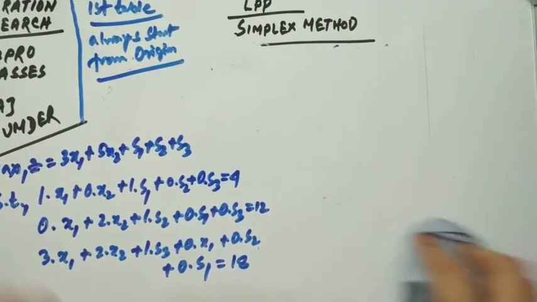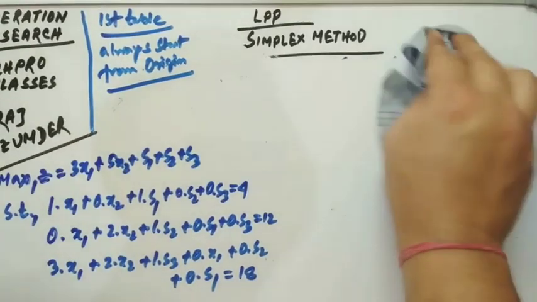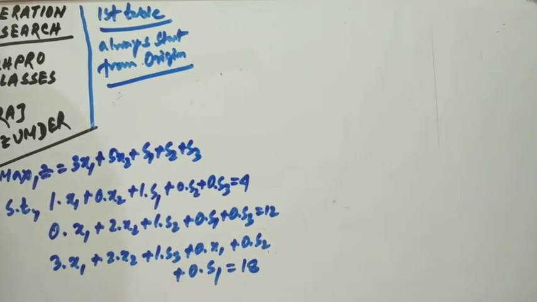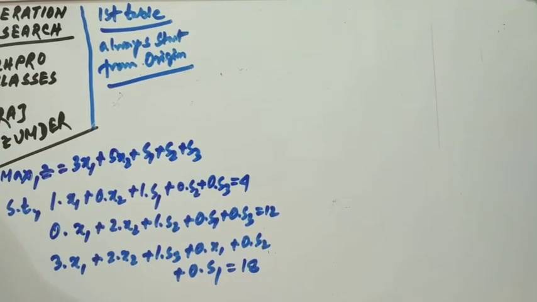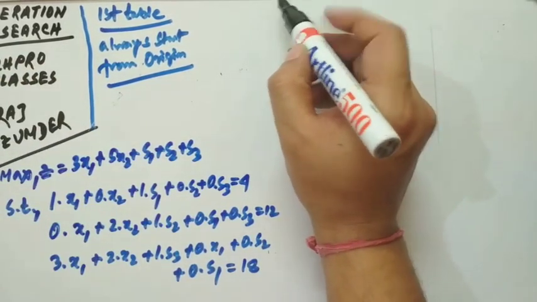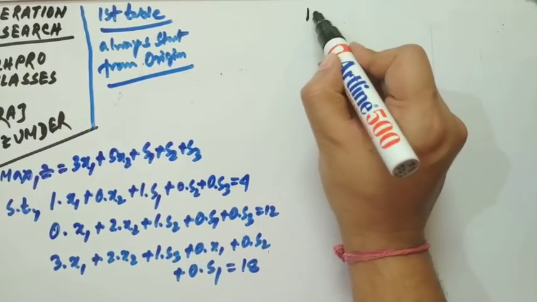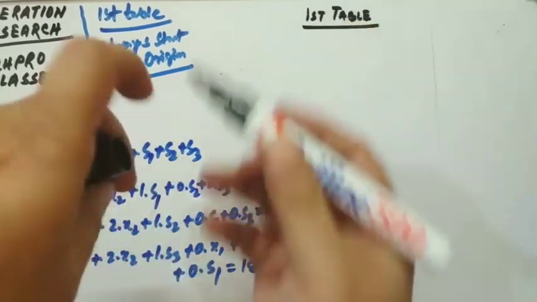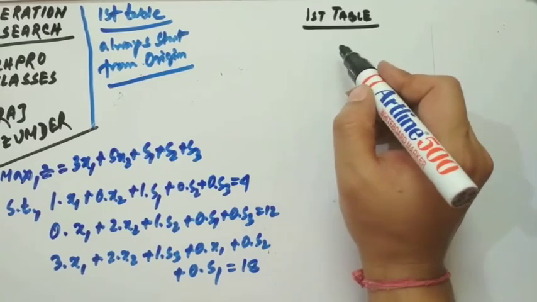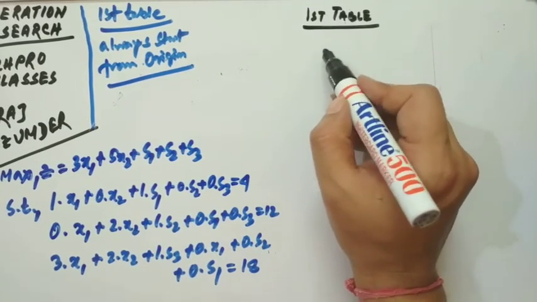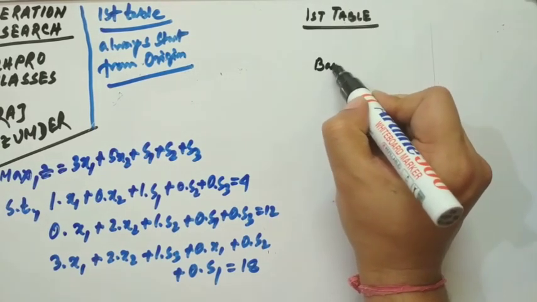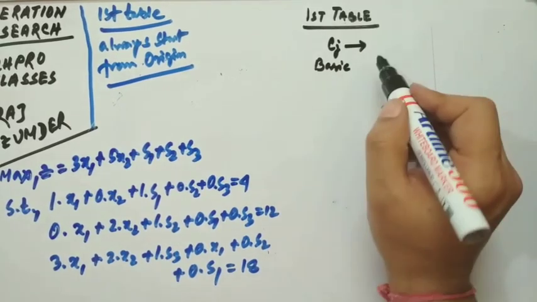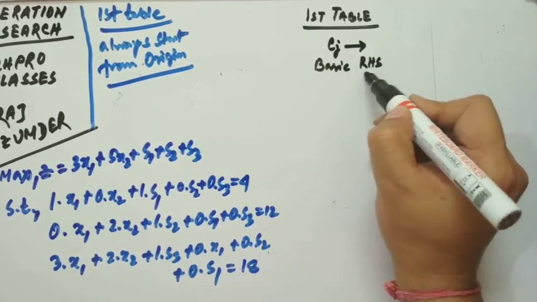Now let us construct the first table. I will simply remove this, because I will need more space for constructing the table. So this is the first table, and we have to write it in this way. First is the basic column, then the Cj value over here, and this will be the RHS value.